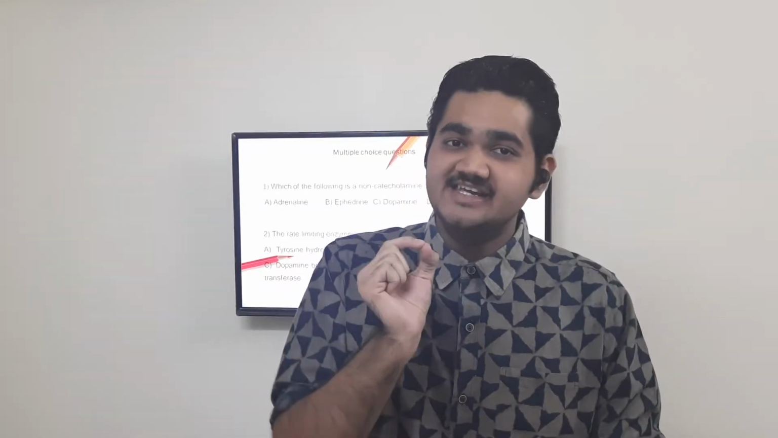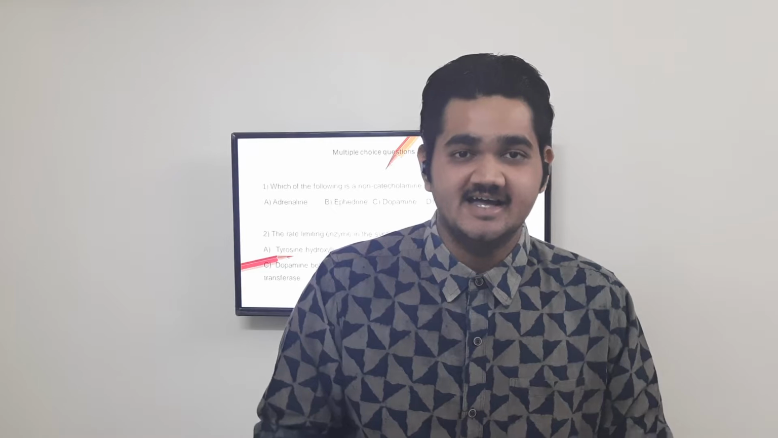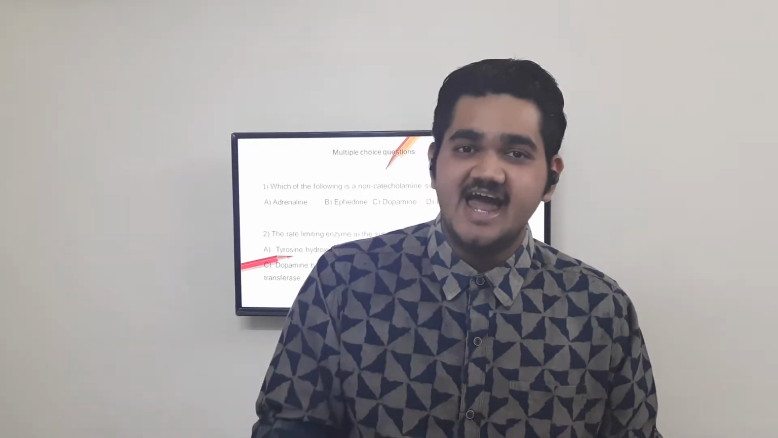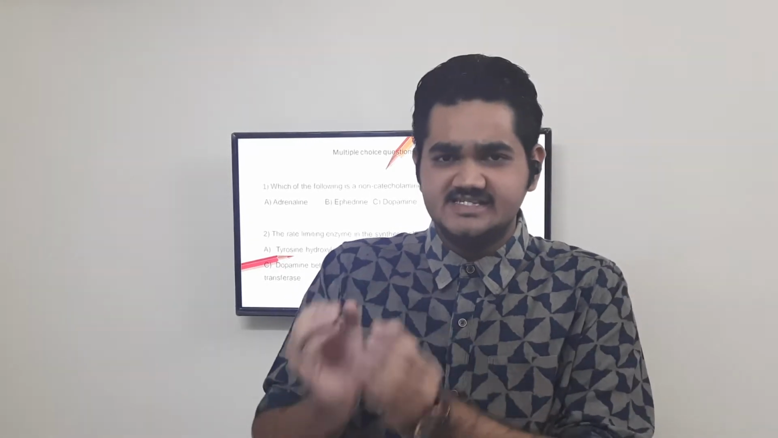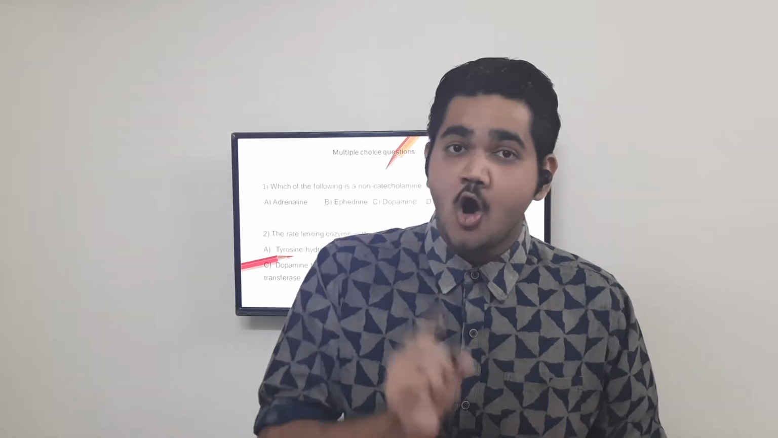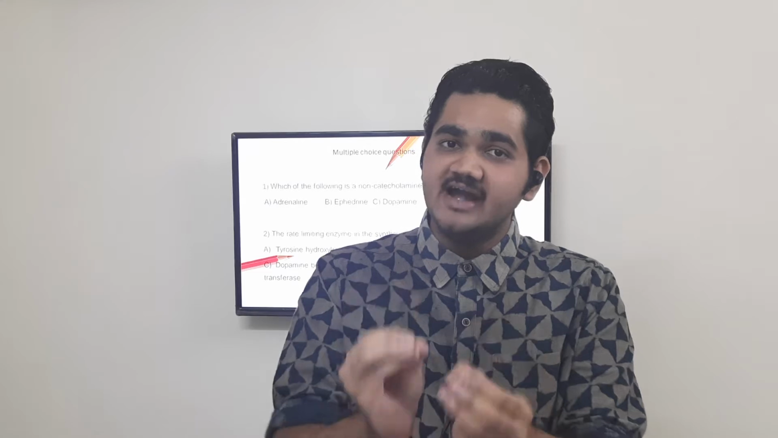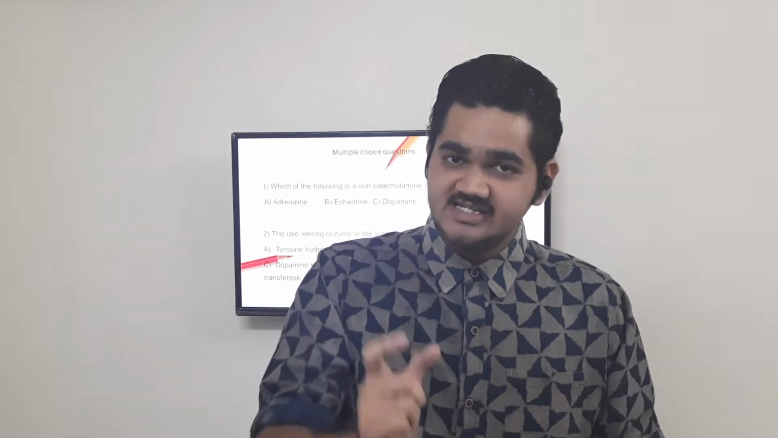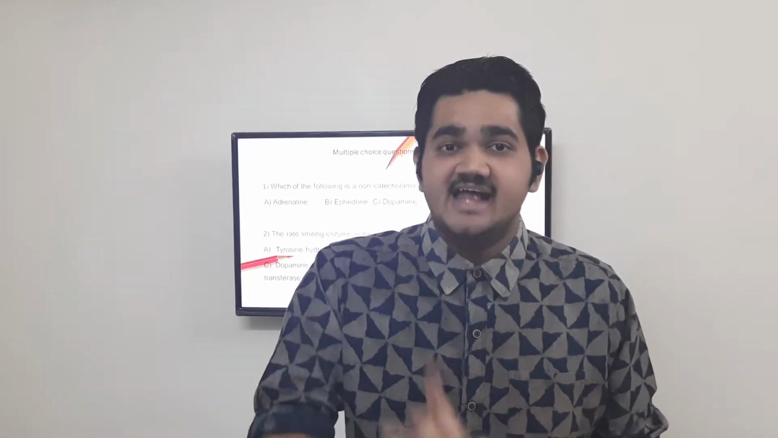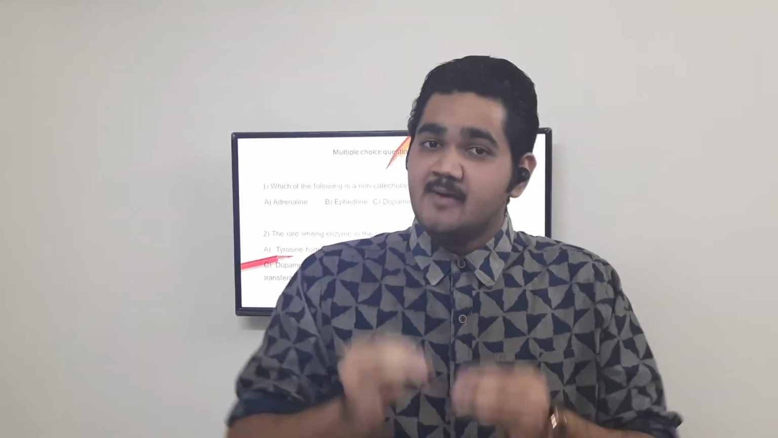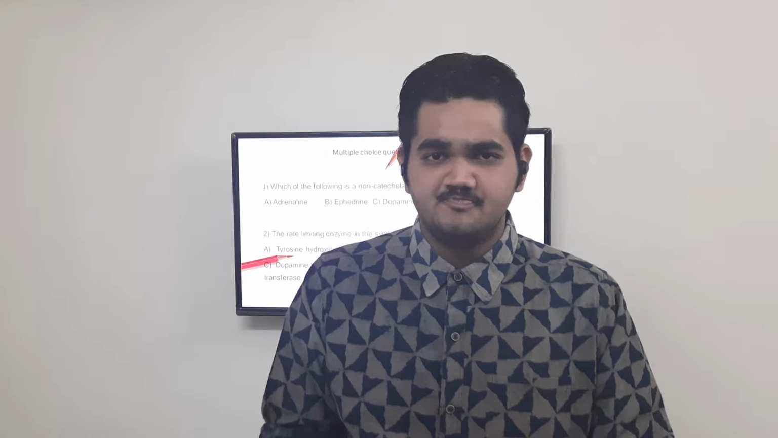जब हमने ये सीरीज ऑफ लेक्चर स्टार्ट किया था, that was on drugs acting on autonomic nervous system. At that time, autonomic nervous system को हमने two main categories में divide किया था. The very first division is known as sympathetic nervous system and the second one is known as parasympathetic nervous system.